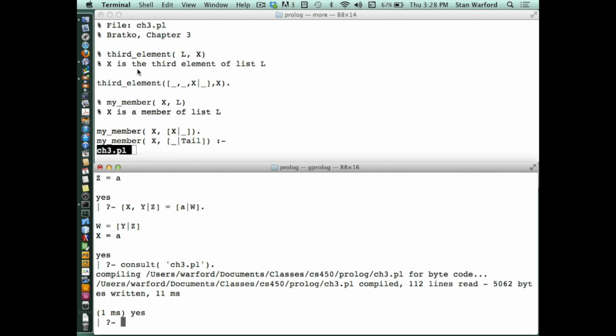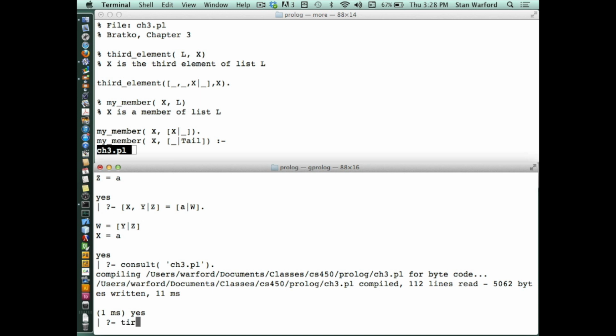If we come up here and take a look at the specification for third element, what does it say? We have this predicate called third underscore element, and it has two arguments, capital L and capital X. The next line of comment says X is the third element of list L. Before we take a look at how it's implemented, let's demo how this works. Check out these queries.